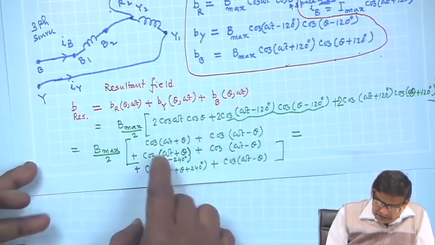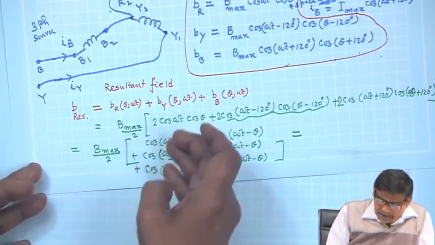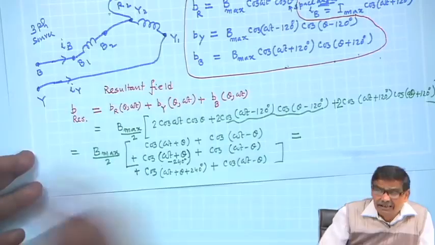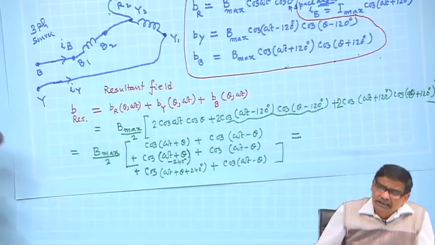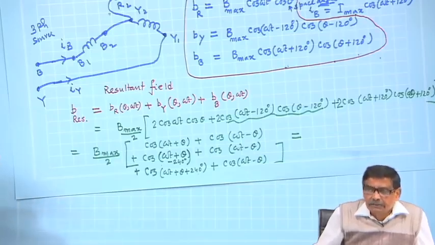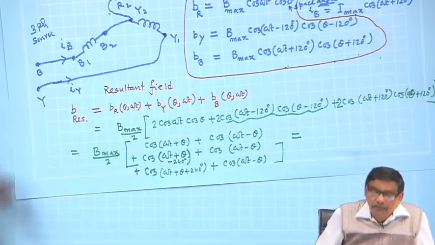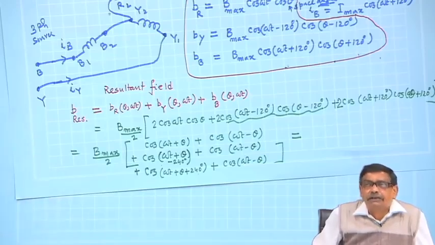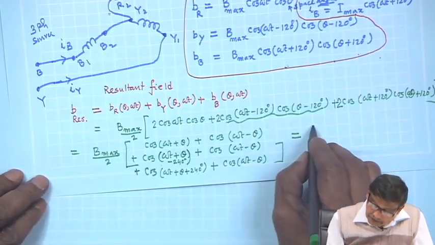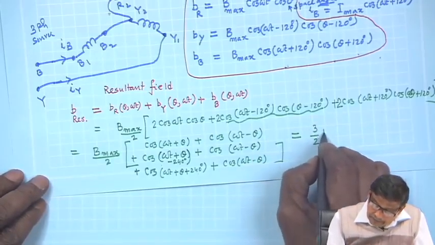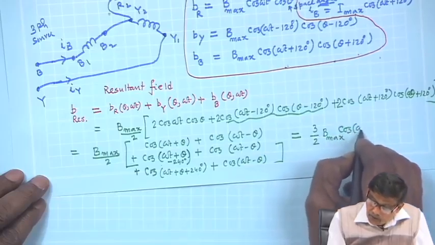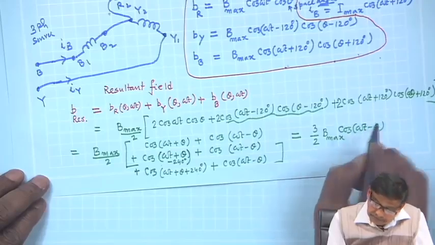Do not try to further expand each of these terms and cancel them out. Cos x plus 120 plus cos x minus 120 will always be 0, no matter what the value of x is. So, this then becomes equal to 3 by 2 B max cosine omega t minus theta, that is the thing.